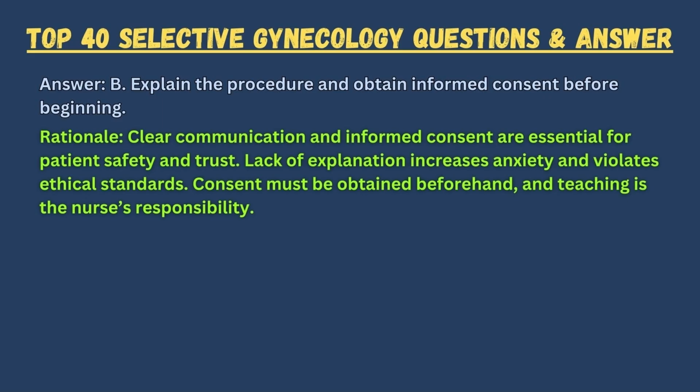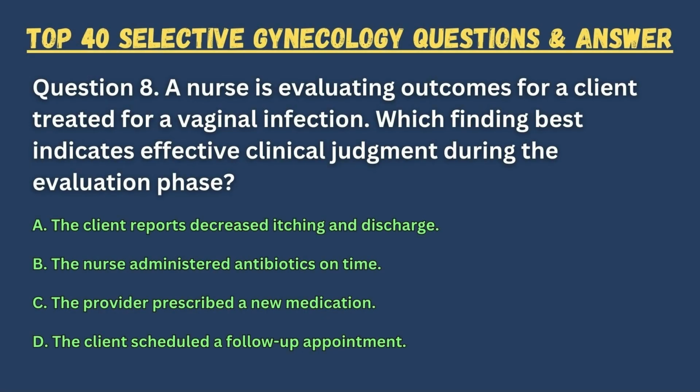Rationale. Clear communication and informed consent are essential for patient safety and trust. Lack of explanation increases anxiety and violates ethical standards. Consent must be obtained beforehand, and teaching is the nurse's responsibility. Question 8. A nurse is evaluating outcomes for a client treated for a vaginal infection. Which finding best indicates effective clinical judgment during the evaluation phase?